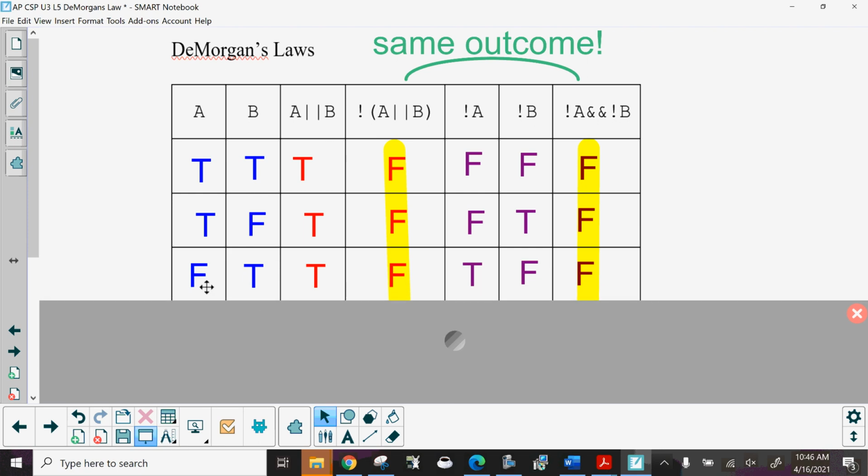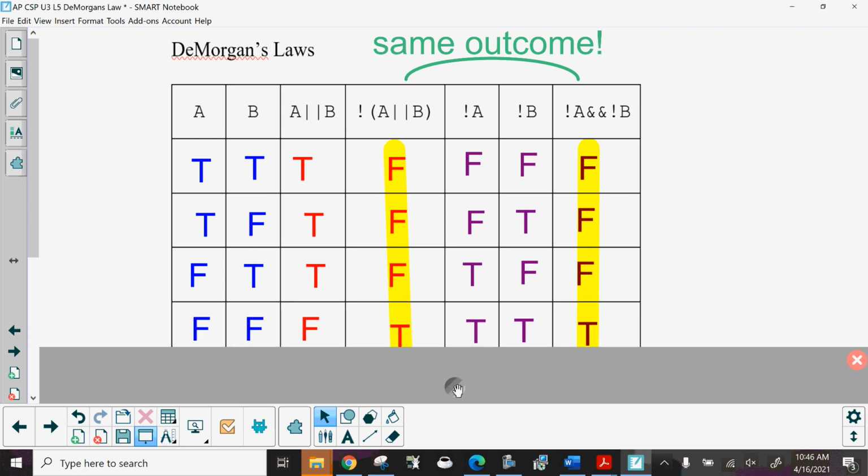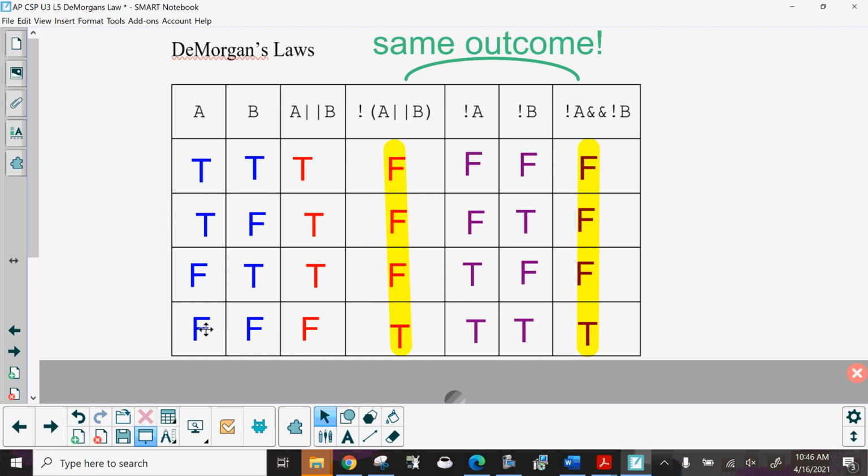Let's look at the next line. What if we start out with A false and B true? Well, false or true is true. Not true is false. What if we do not false? We get true. If we do not true, we get false. True and false is false. And then finally, our last one down here, if both A and B are false, false or false is false, not false is true. Not A is true, not B is true, and true and true is true.